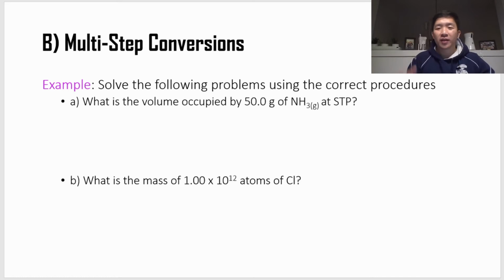So moles is like the center of the flowchart, where you convert from one unit to moles and then moles to a different unit. Let's put that into action. What is the volume occupied? So I'm looking for volume.